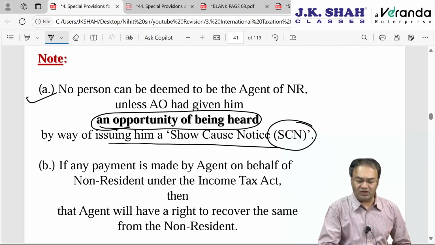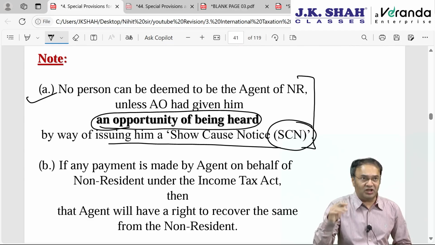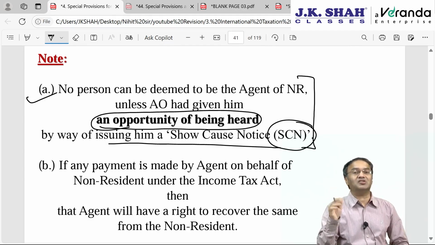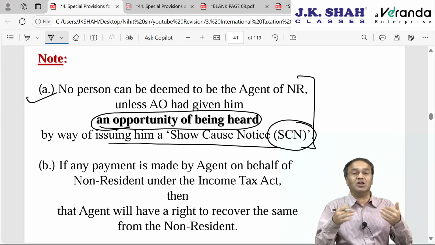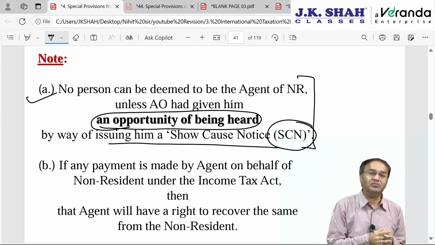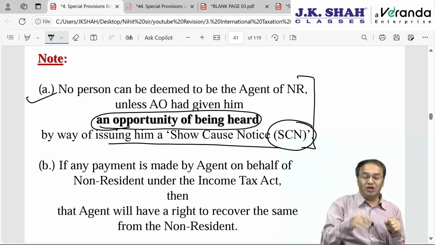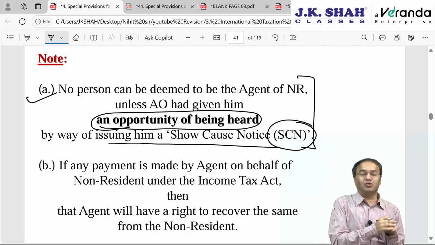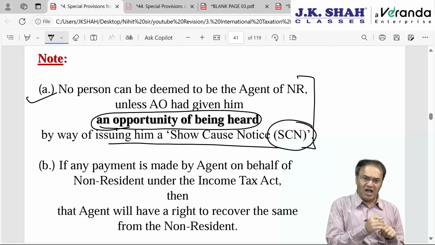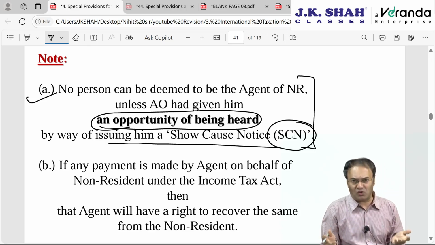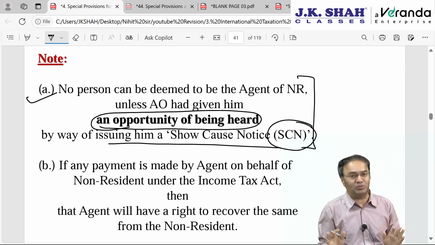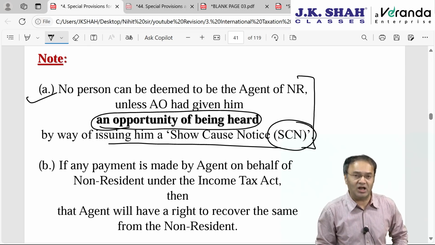Show cause notice. For example, tomorrow JK Shah Classes, the main person JK Shah sir, becomes non-resident, and just because I have some business connection, because I am working here, if I receive any show cause notice asking me to clarify why I should not be deemed to be the agent, then I can respond back that sir, I have no access to books of accounts or bank account of JK Shah Classes, I should not be deemed to be the agent, maybe some other person but not me.